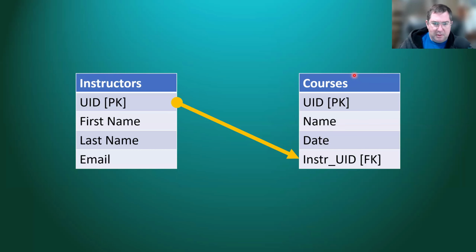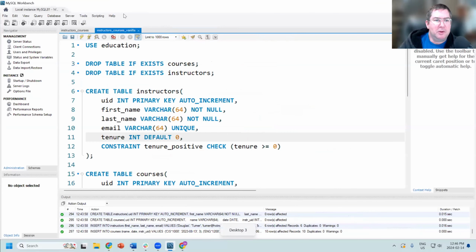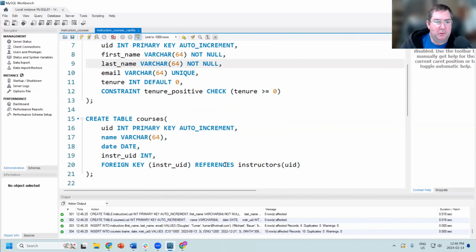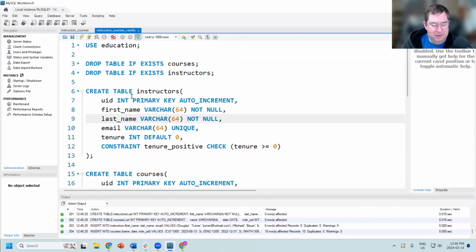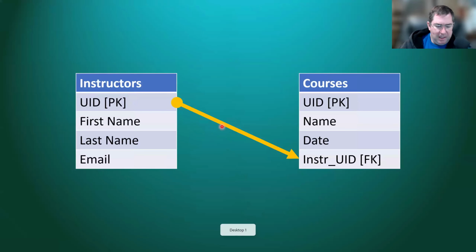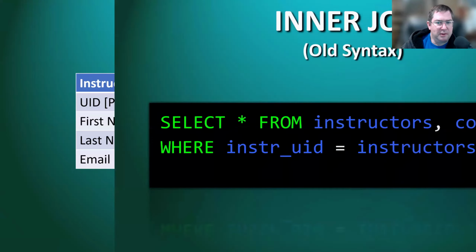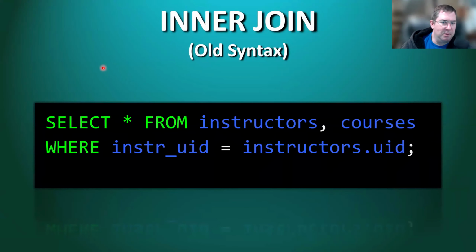So I'm just going to make sure that we go to here, and we will reset the table, just make sure everything's the same. And the first thing we're going to talk about is inner join. And I've got a little caveat here that it's the old syntax.